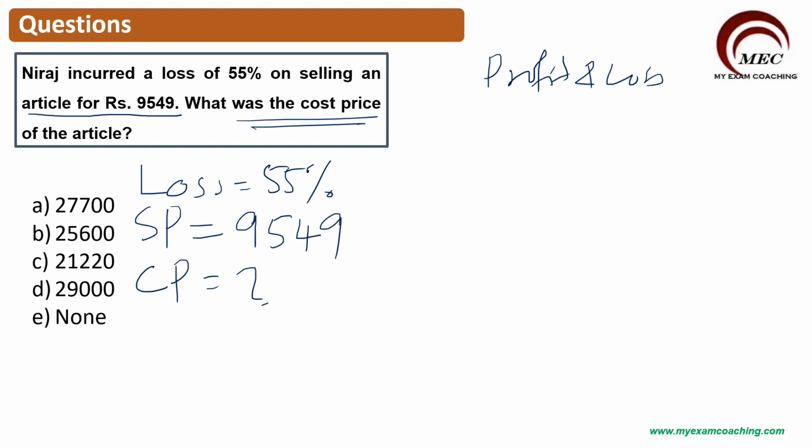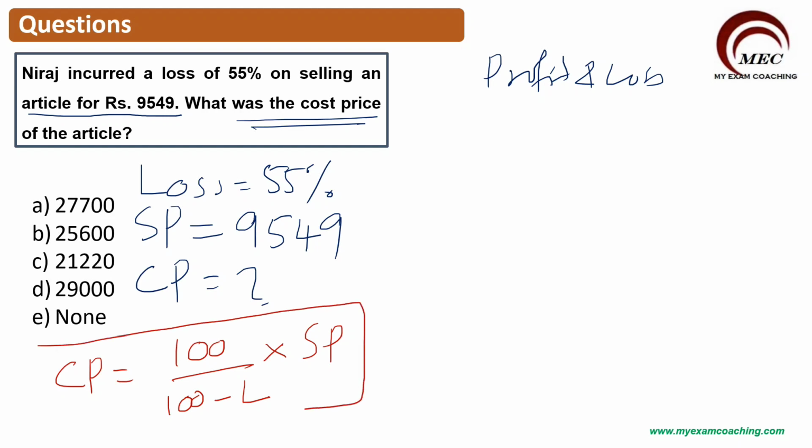Now let me tell you students, we have a formula here. What is the formula to find out CP? CP is equal to 100 by 100 minus loss percentage, into SP. Please note this formula. If you remember this formula, it is very easy for you to mark all the answers. So accordingly, let us solve it.